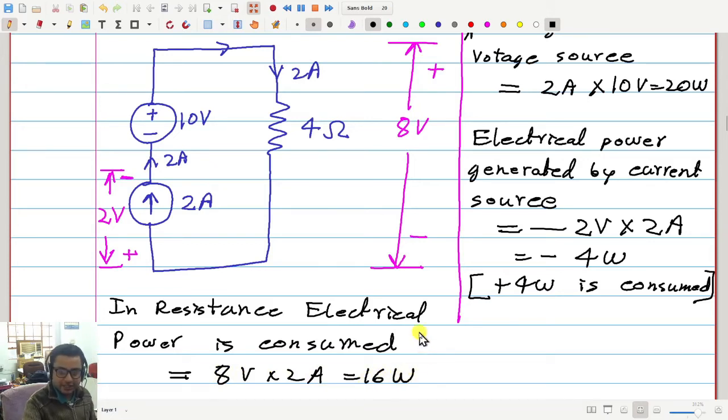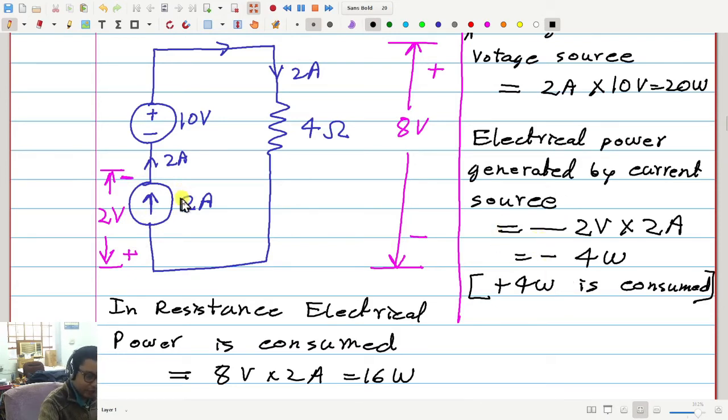And now you see that 20 watt is generated by the voltage source, out of which 4 watt is consumed by the current source, and the remaining 16 watt is consumed by the resistance. One of you was saying that power is always generated by a source. Actually, that is not true. As you can see here in the current source, power is consumed, or negative power is generated.